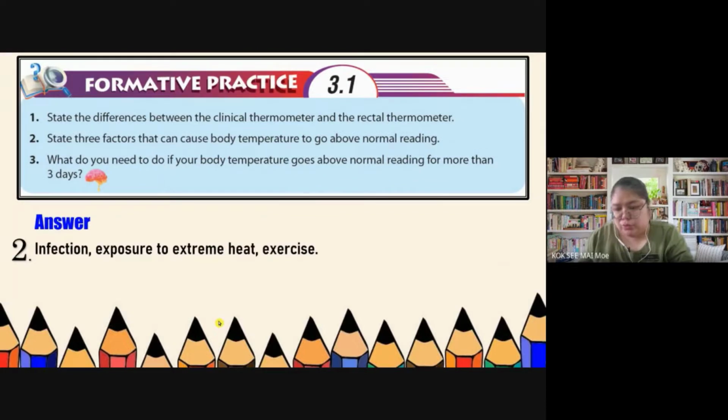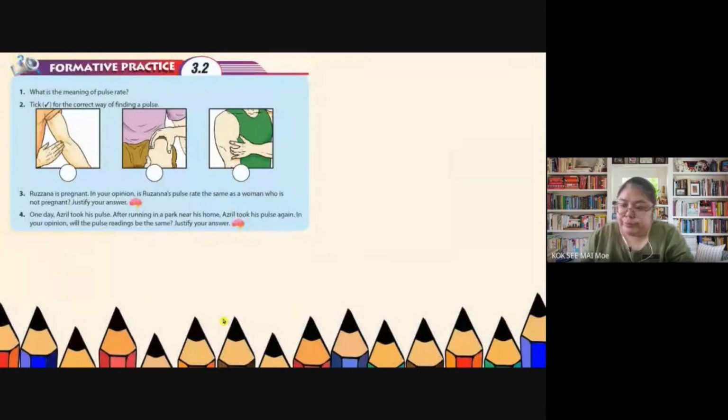Then we go to the next one, factor. Factor like this, 3 factors only. Then what you need to do, see the doctor, refer to the doctor. Oh, this one is 3.1. Okay, another one should be 3.2. Okay, 3.2. No need to draw.